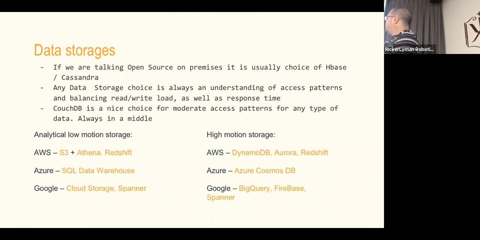For Azure, it's SQL Data Warehouse. For Google, Cloud Storage. Again, naming, killing us. For high motion, DynamoDB, Aurora. Again, Redshift can be used as well, both types of storage, but that's why it's so expensive. DynamoDB is also expensive. And it's based on PrestoDB, open source. So you can use PrestoDB instead of DynamoDB, but then you need to manage it, an instance on EC2, the biggest difference. That's it.